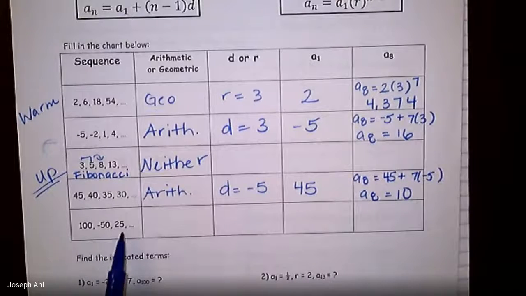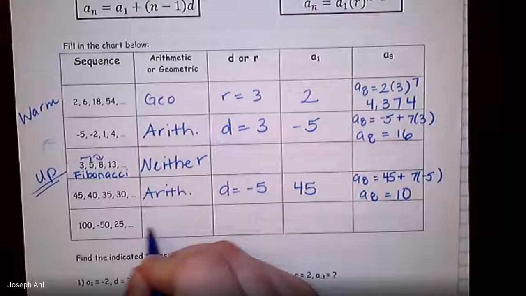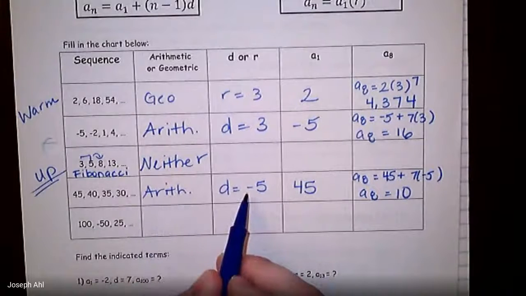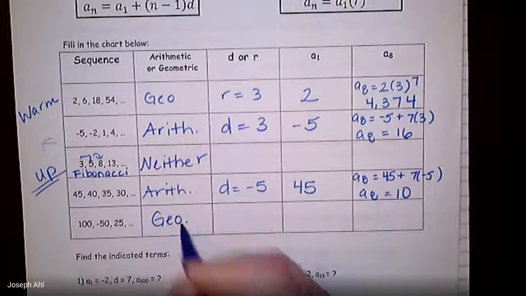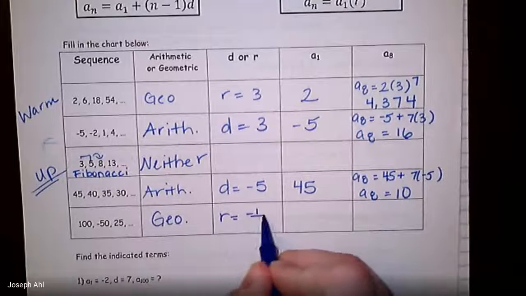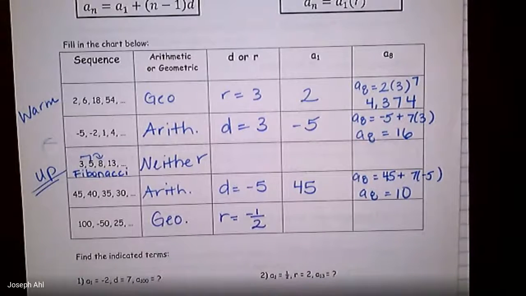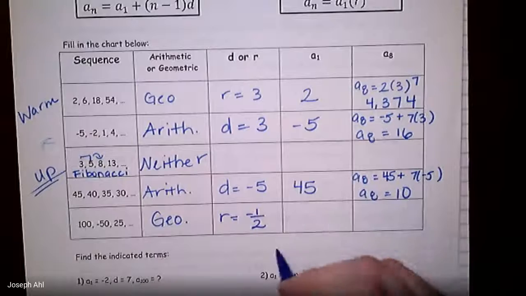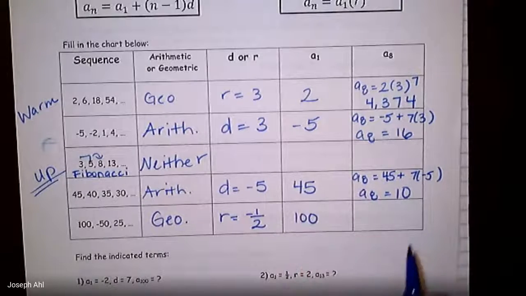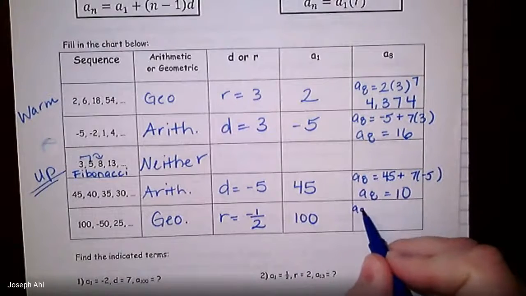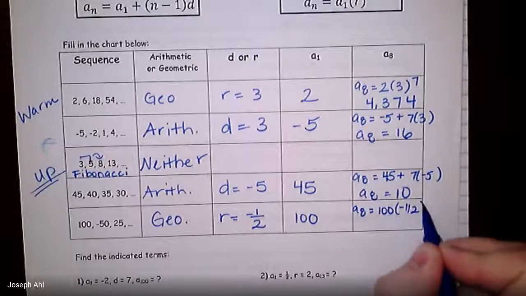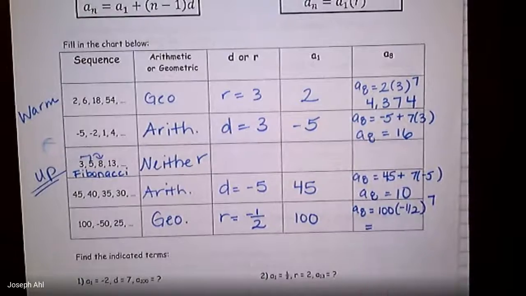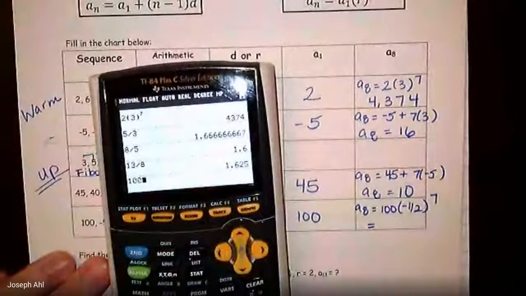Last one, 100, -50, and 25. When the terms are decreasing, it sometimes is arithmetic with a common difference that's negative. But if they alternate signs like this, the only way that can happen is when it's geometric. And in this case, the R value is -1/2. Or if you wanted to write -0.5, you could do that too. So A1 is 100. The 8th term would be A1 of 100 times R to the 7th power. So that 8th term is 100 times negative.